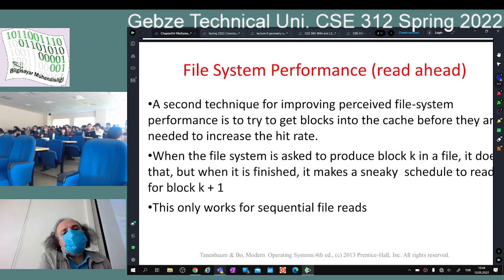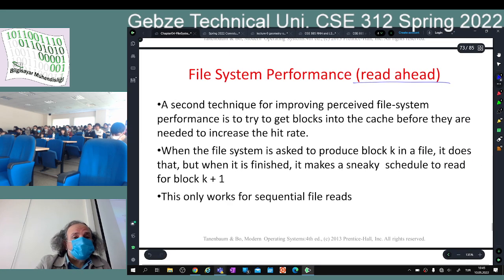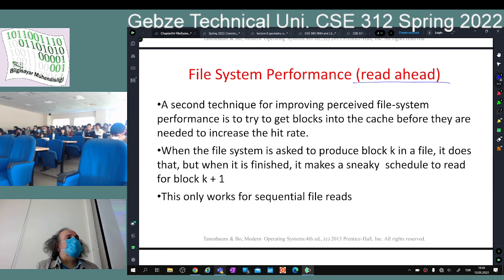Okay, still we are talking about the cache stuff. Read ahead is a technique that is used for the cache. Usually when you read a file, you don't read just a block from the file. When the file system asks you to produce block K in a file, give me block K in the file, your file system intelligently, in a smart way, gives you block number K. When it is finished, it makes another schedule to bring block number K plus 1.